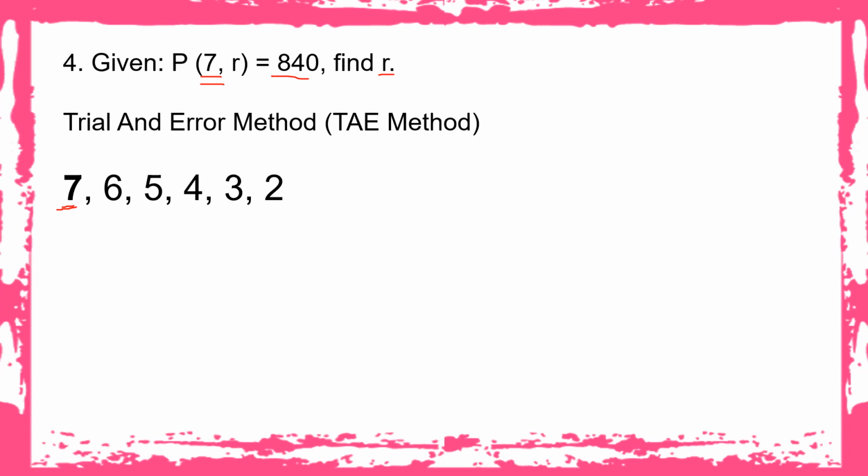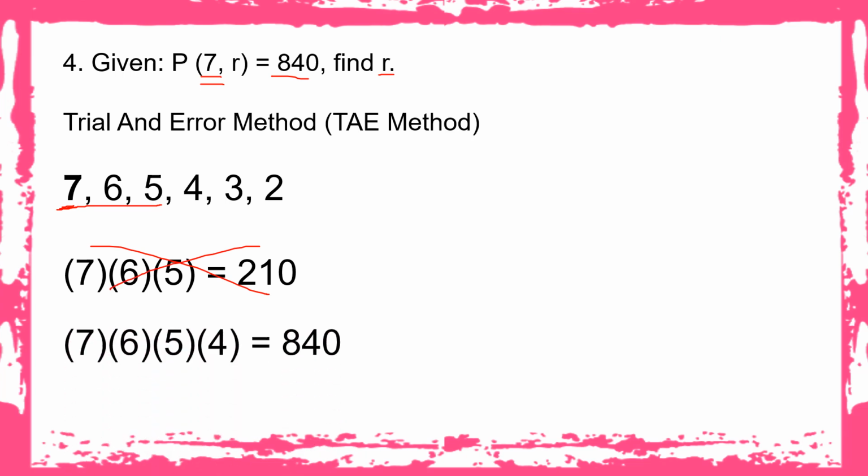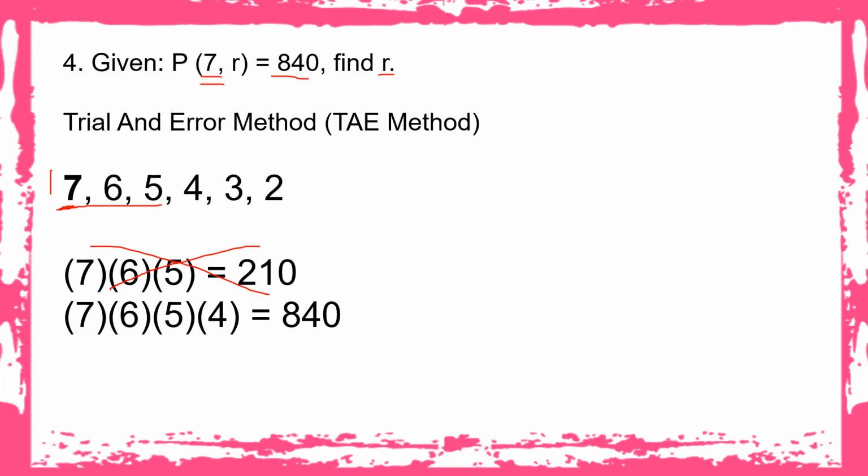So first, let us try to multiply 7 times 6 times 5. The answer is 210. It is not equal to 840. Therefore, it is not our answer. So next is 7 times 6 times 5 times 4.